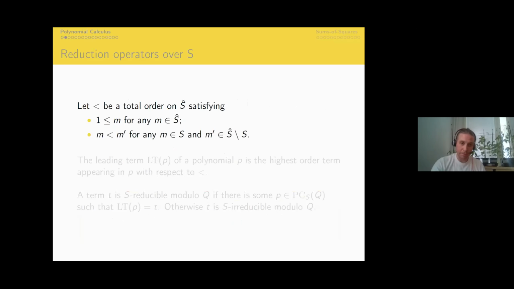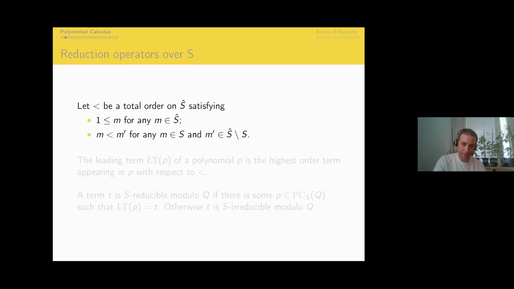So the basic construction starts with fixing a total ordering on this S hat. So this was S together with all the lifts of the elements of S by a variable. And we want this total order to satisfy the following: we want the empty monomial to be the least element with respect to this ordering, and we want anything in S to be before anything in S hat that is not in S.